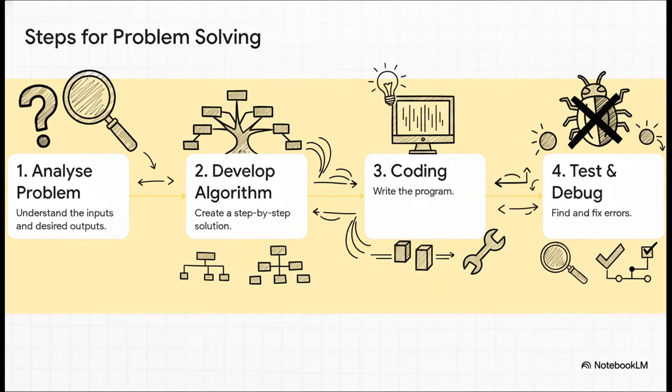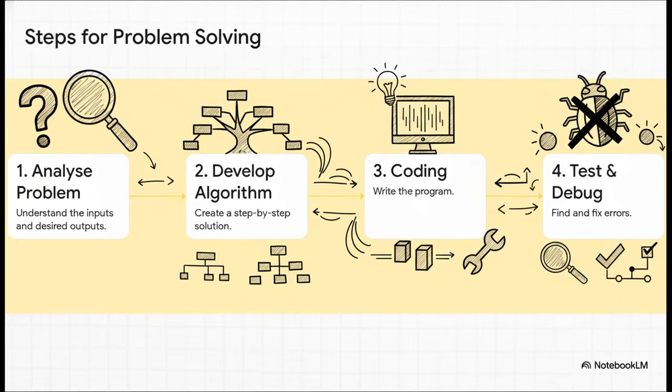Create your logical recipe. Step 3. Coding. This is where you actually write the program. And finally, step 4, and this is super important, test and debug. You have to check if your solution works and fix any mistakes or bugs.